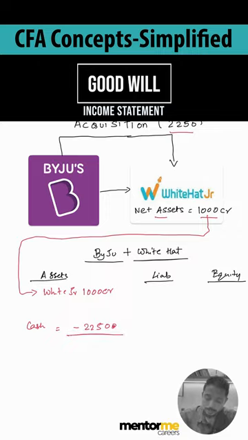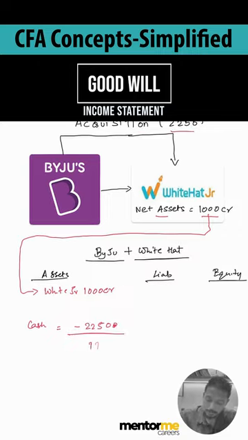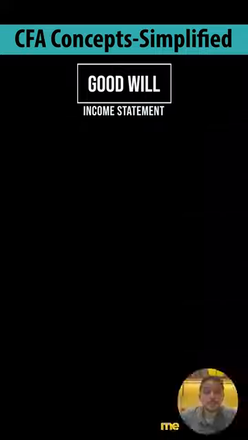Now what has happened is the remaining amount, which is basically 1250, is an extra amount which is not accounted for, and that is exactly what is recognized as goodwill, which is an intangible asset.